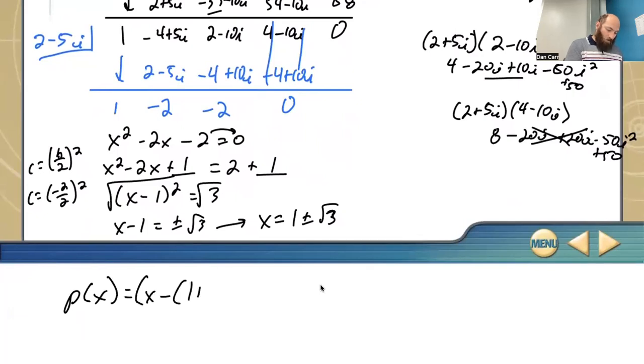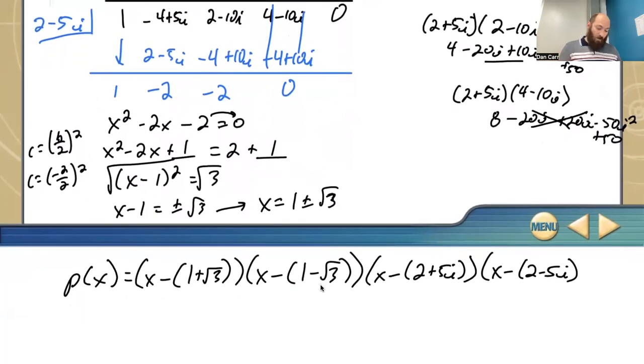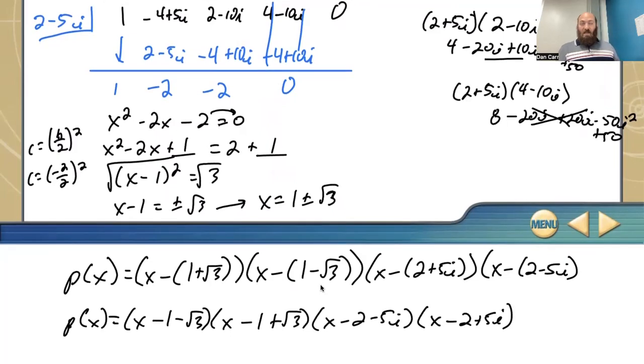x minus (1 plus root 3), x minus (1 minus root 3), x minus (2 plus 5i), and x minus (2 minus 5i). I want to simplify this a little bit. Let's get rid of those extra parentheses by distributing my negatives there. So my p of x written as a complete linear factorization is going to be x minus 1 minus root 3, x minus 1 plus root 3, x minus 2 minus 5i, x minus 2 plus 5i. And that is the end of that problem there.